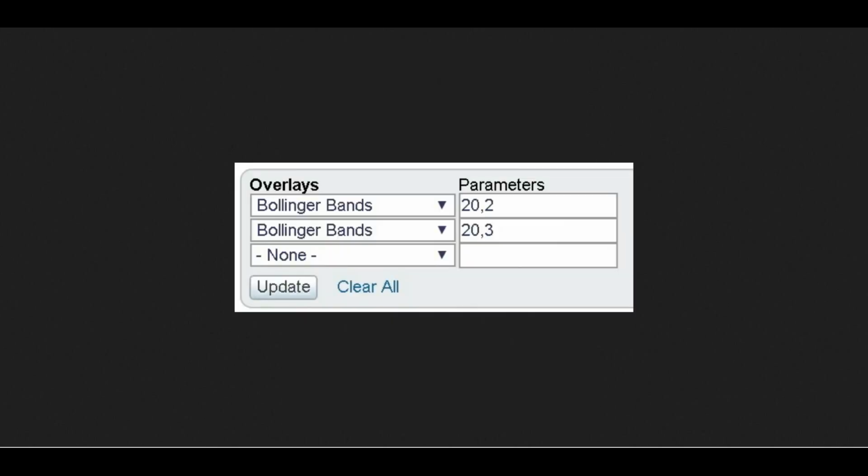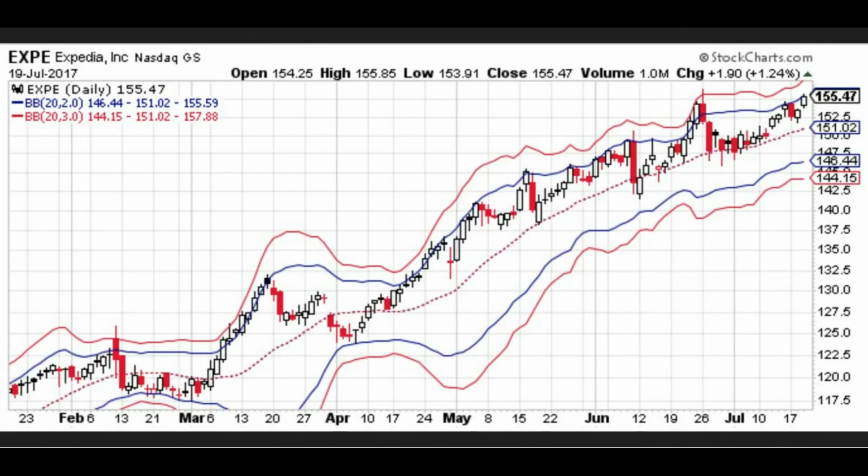This is what it looks like on stockcharts.com. These are the standard settings. After you plot your chart, you go to overlays, and then you put your Bollinger Bands on. For the standard settings, 20 and 2, that's 20 period and 2 standard deviations, and then you put another Bollinger Band on, but this time you change it from 20 and 2 to 20 and 3 standard deviations. So it's wider.